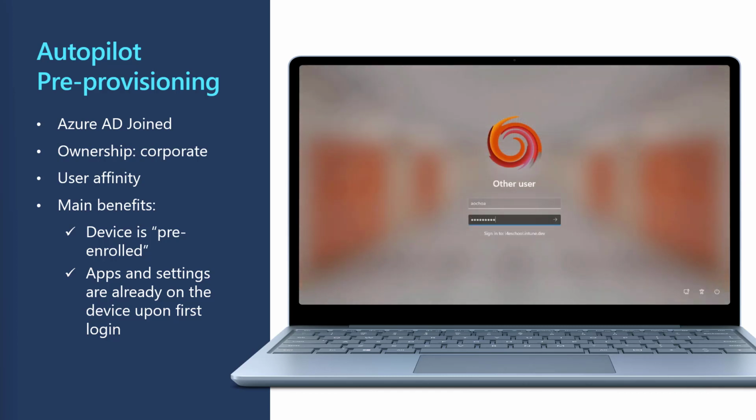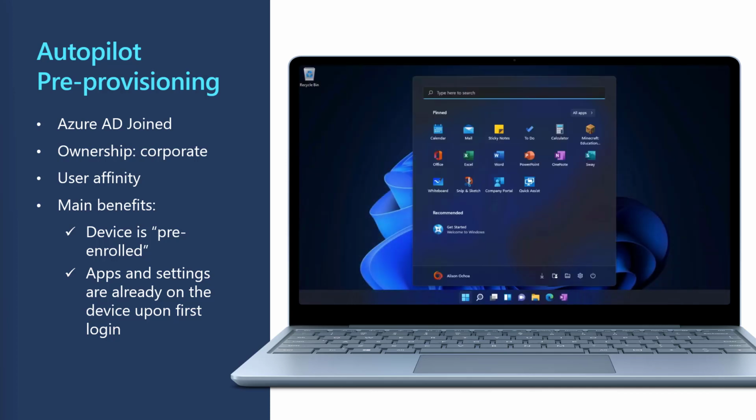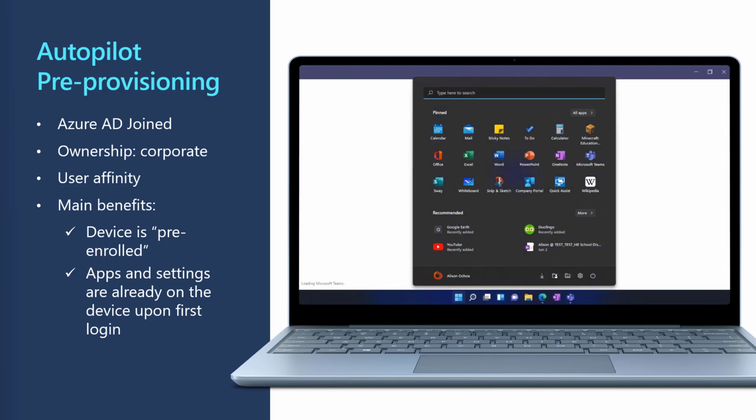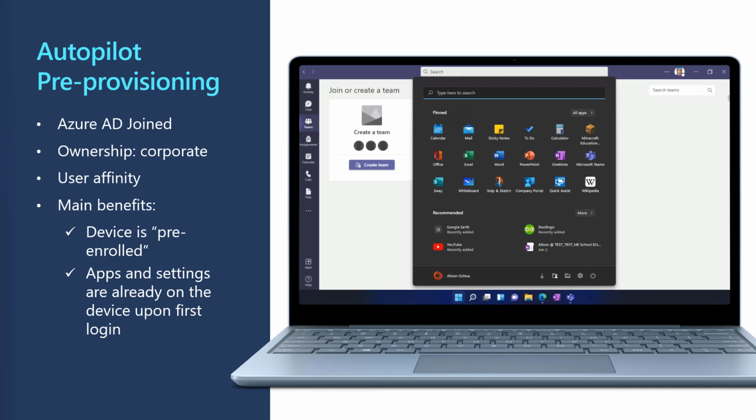After Alison signs in and her profile is loaded, we see that Alison's experience is nicer than before. All customizations are already on the device. Some applications may get installed after Alison signs in, because they require the user profile to be loaded, for example Teams or progressive web apps. But nevertheless, this experience is much nicer for the end user. Note that Autopilot pre-provisioning has hardware requirements like TPM2 and hardware attestation that must be met, so ensure that your devices can meet these requirements before trying this scenario.